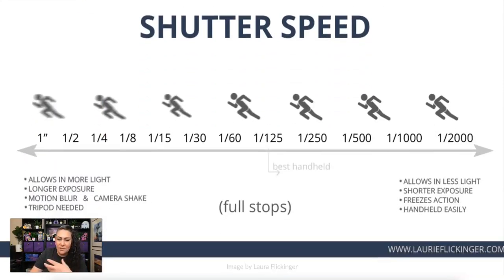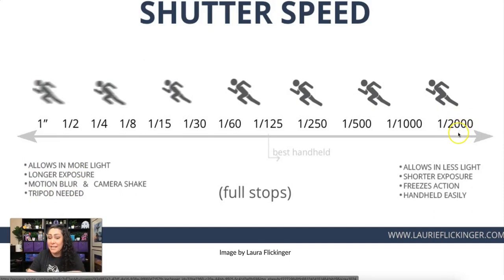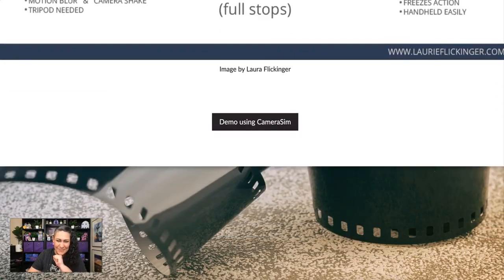And here again, we have another chart that helps you out. You can see this is the 1 second. We have this double little mark here that means seconds. So at 1 second, you're going to be showing the motion, and it's going to allow more light in. You're going to need a tripod if you're getting slower here. Over here, we're letting less light in, we're freezing the action, and you usually don't need a tripod. There are also lens lengths that come into it, but we're going to get into that later.